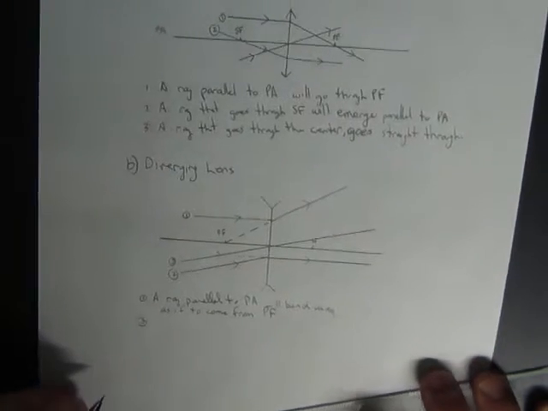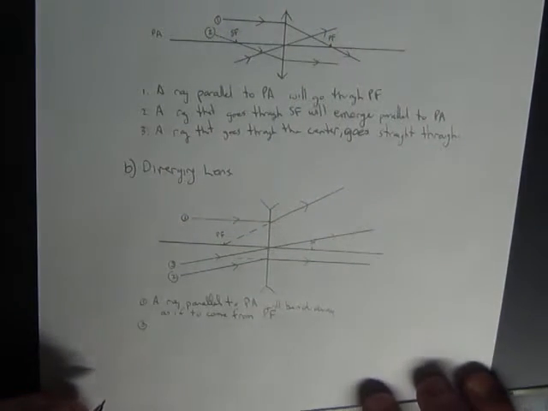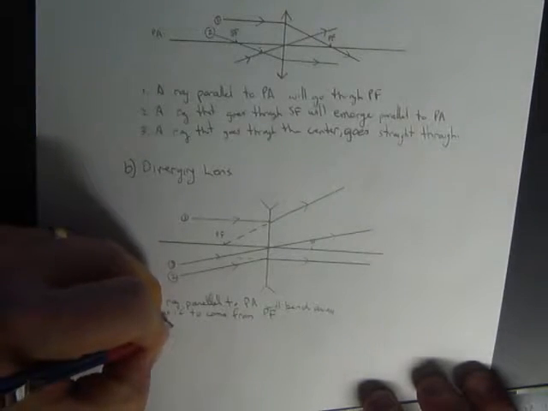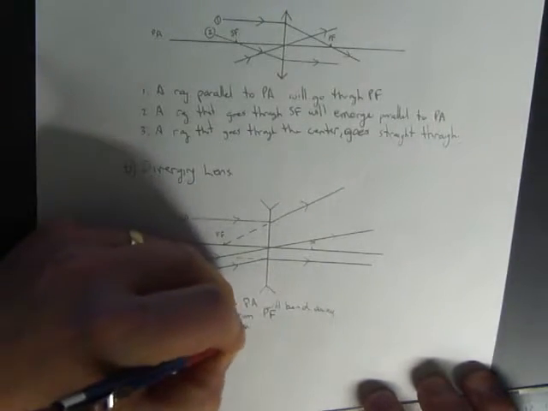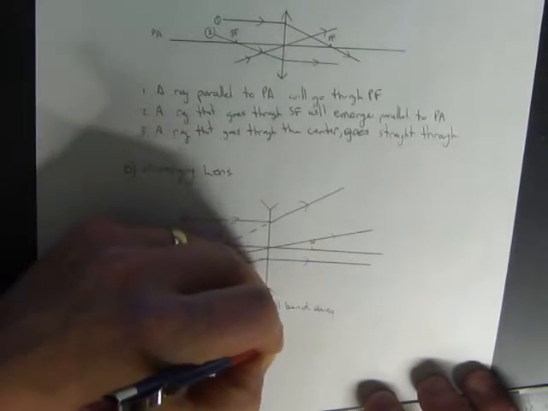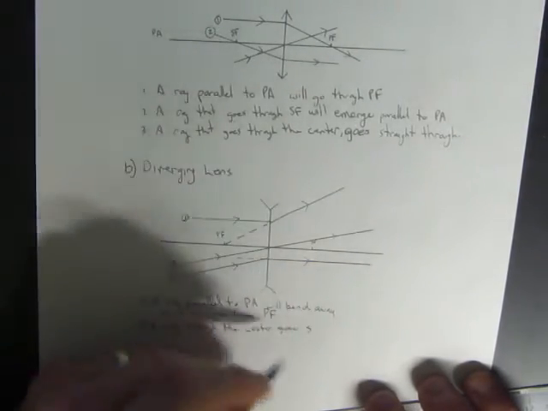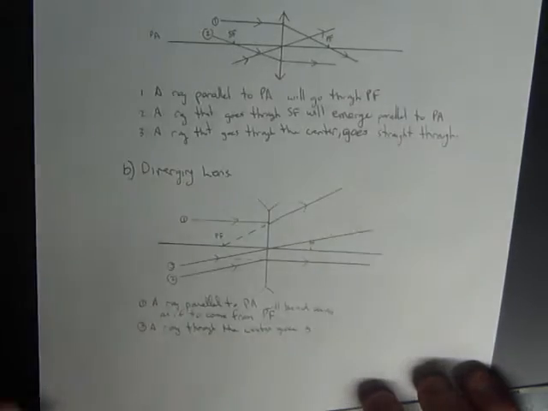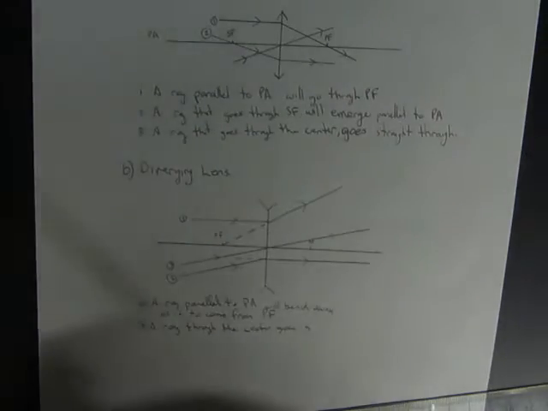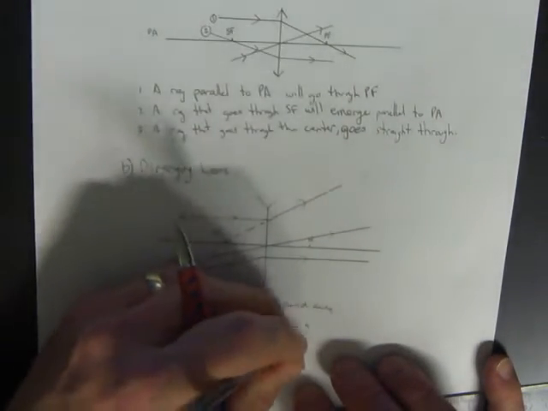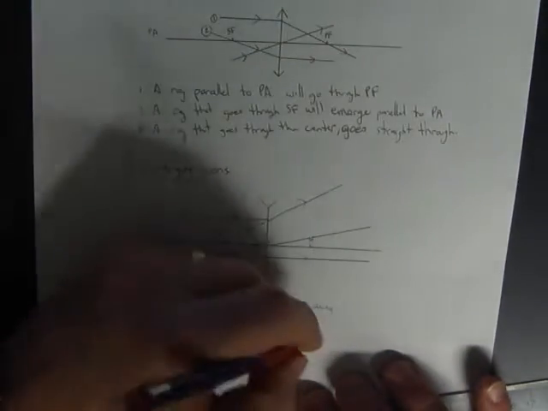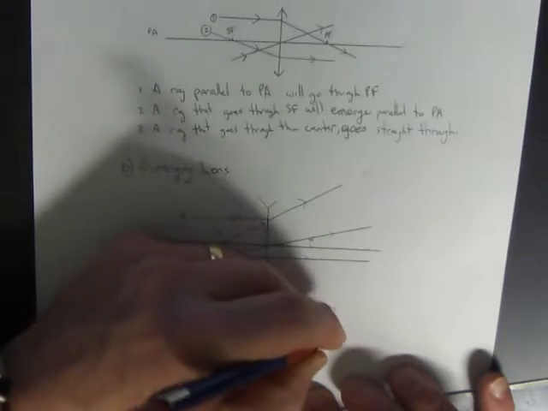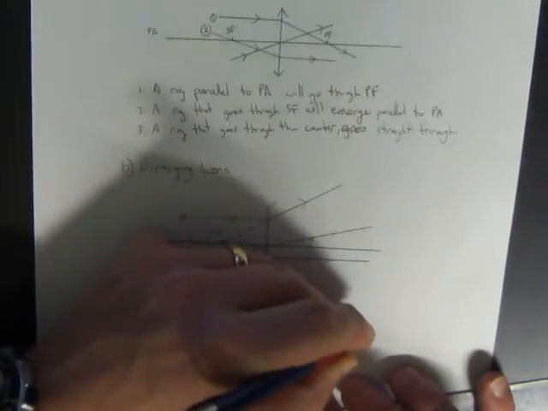3. A ray through the center goes straight through. Oops, I did my spelling mistake of goes. Goes is one of my pet peeve words. I always spell it wrong. I get the E and the S backwards. Goes, I fixed it. Straight through.